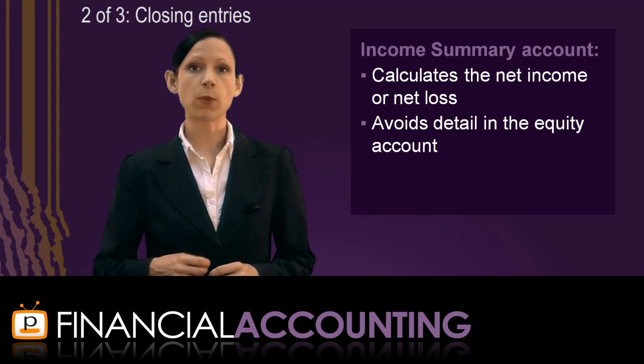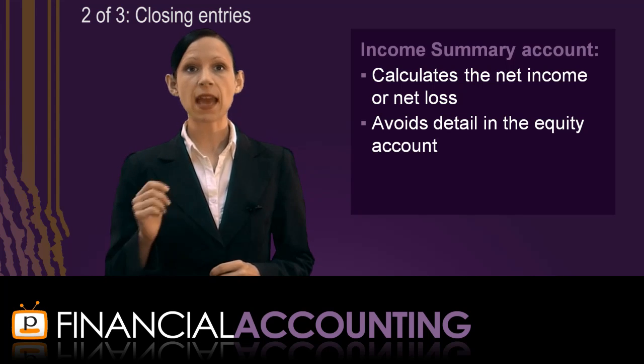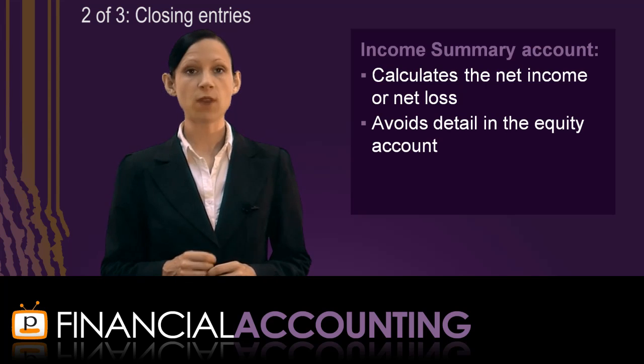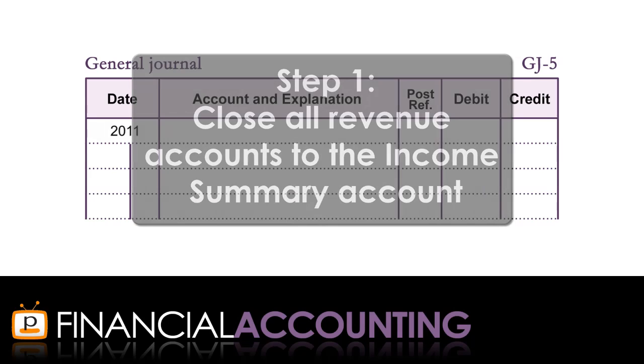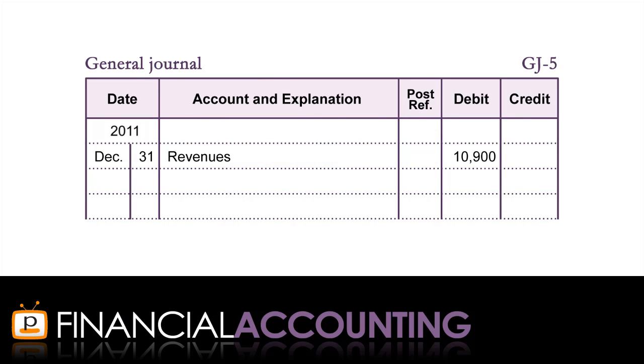So, enough talking about closing entries. Let's go ahead and actually record them in the general journal of a sole proprietor. The first step closes the balance of the revenue accounts to the income summary account. This is done by debiting each revenue account with its final balance and crediting the income summary account for the same amount. In this example, there is only one revenue account of the business. However, if the business had more than one revenue account, each account would be closed in this way.